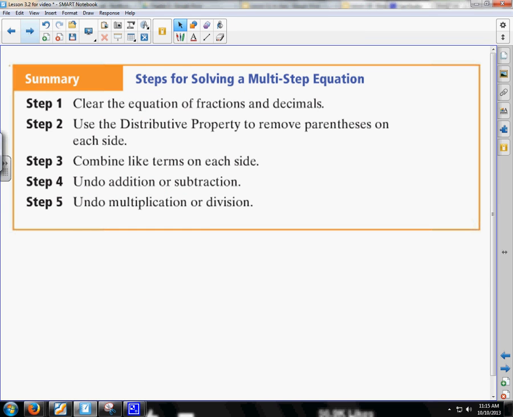Lastly, in your notes, you might want to jot down these steps for solving multi-step equations. First, clear the equation of fractions and decimals. Then you use the distributive property. Then you combine like terms. And then you undo addition and undo multiplication. All right, that's it for your notes.